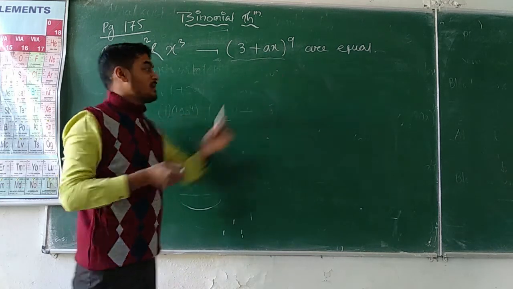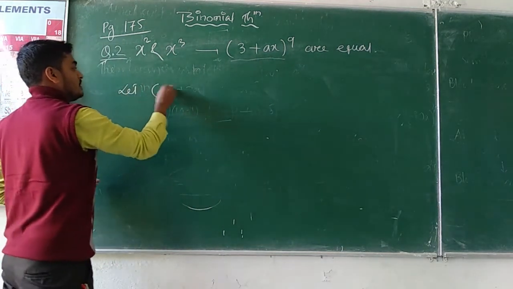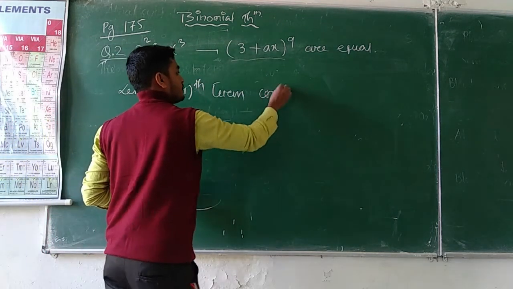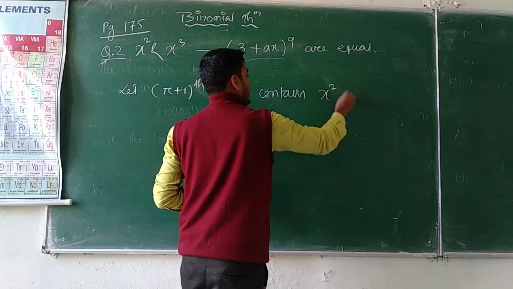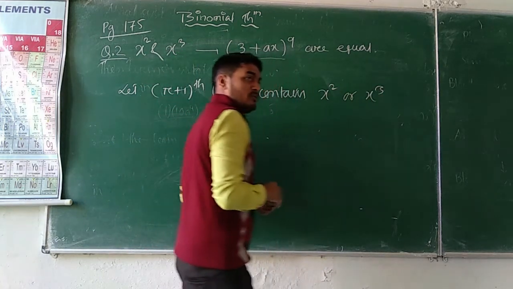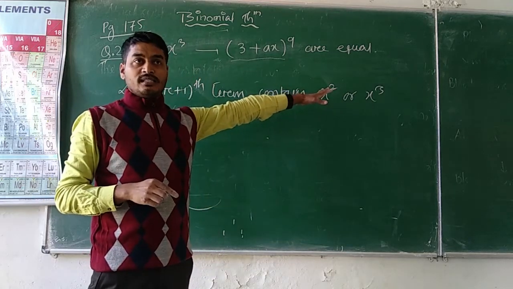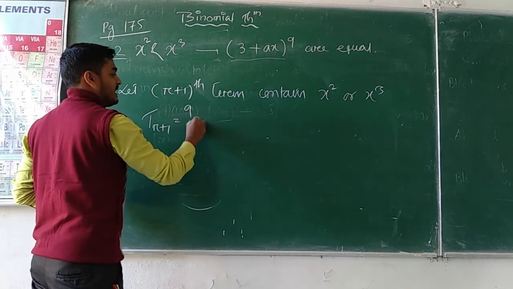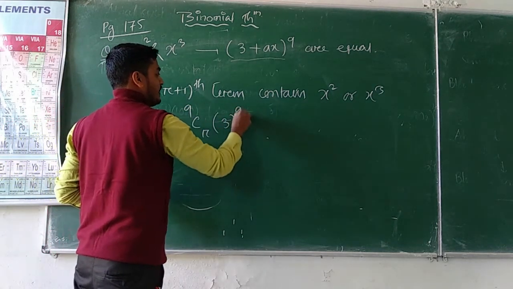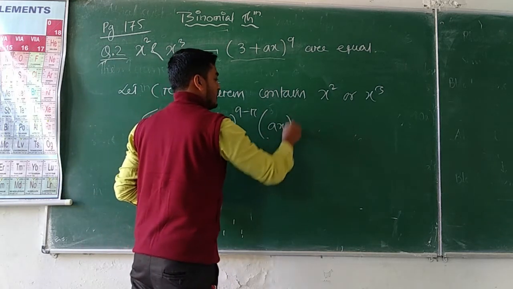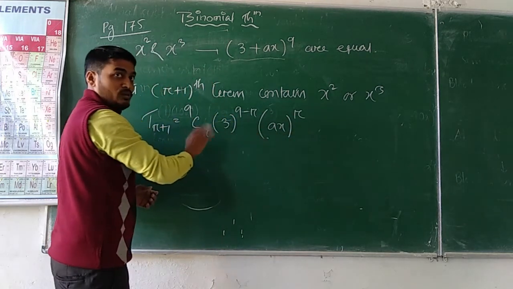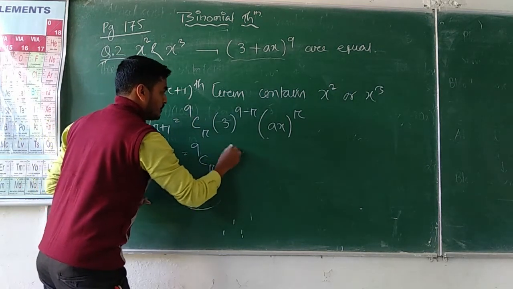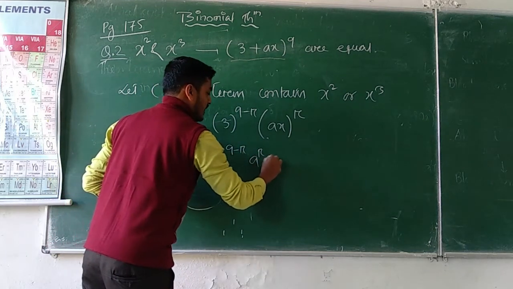So let the r plus 1 term contain x square or x cube. Then what is the r plus 1 term? It is 9Cr, a to the power 9 minus r, ax to the power r. Am I correct? This is a general term, so you have to write it in the simplest form possible: 3 to the power 9 minus r, a to the power r, x to the power r.